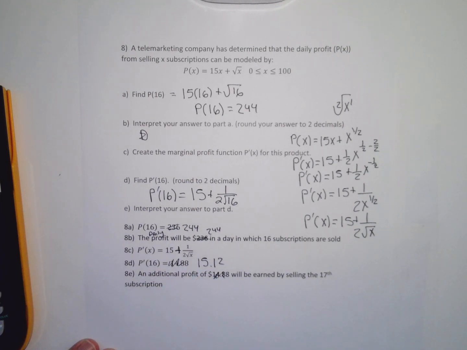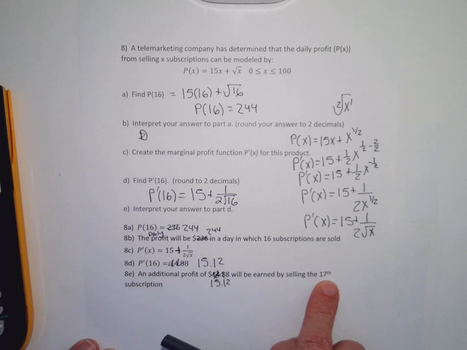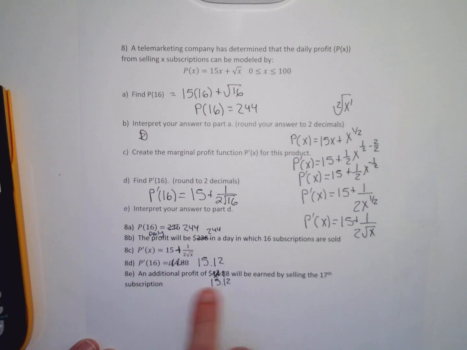Now let me say what this means. An additional $15.12 of profits will be earned by selling the next subscription during that day. The next subscription after the 16th subscription is the 17th subscription. So this is a good sentence that describes what the marginal profit function gives me. It gives me the profit from selling 1 more unit.